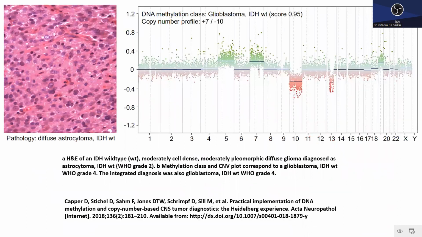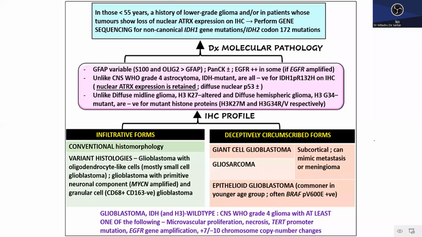So in this particular case, there is a diffuse grade 2 astrocytoma, which was of IDH wild type. But once you did a DNA promoter methylation assay, you could show that there is a gain of chromosome 7 and there is a loss of chromosome 10, thus changing your diagnosis onto a molecular grade 4. So your final diagnosis from your grade 2 actually becomes a grade 4, that is a glioblastoma IDH wild type grade 4. So that's all about this particular family of tumors.